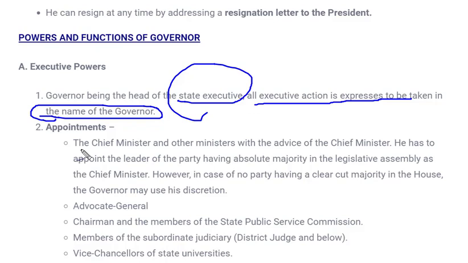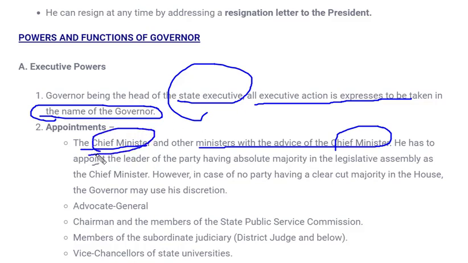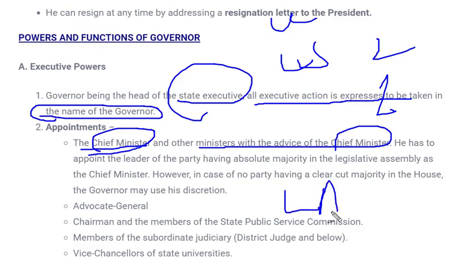A Governor can appoint a Chief Minister and other ministers with the advice of the Chief Minister. As I've told you how a Chief Minister is appointed, let me tell you again: at central level we have Lok Sabha and Rajya Sabha, two houses, whereas at state level we may have two houses or a single house. These are the Legislative Assembly, the lower house, and the upper house called the Legislative Council. Every state doesn't have a Legislative Council. Few states have it, whereas all states have a Legislative Assembly.